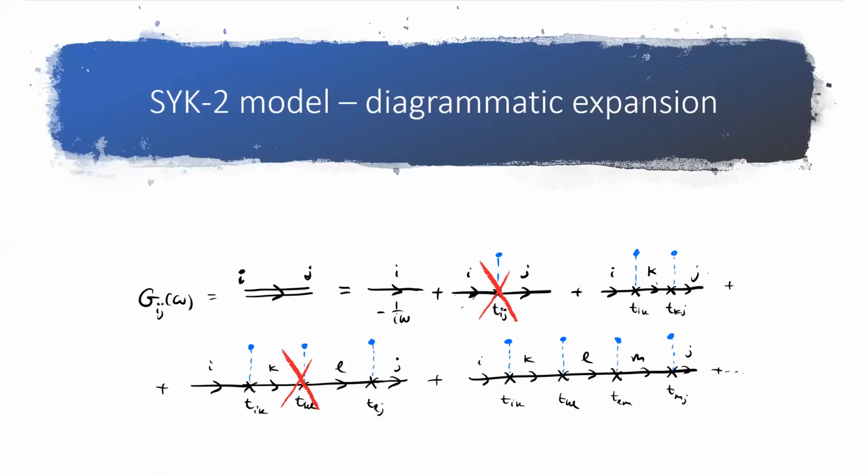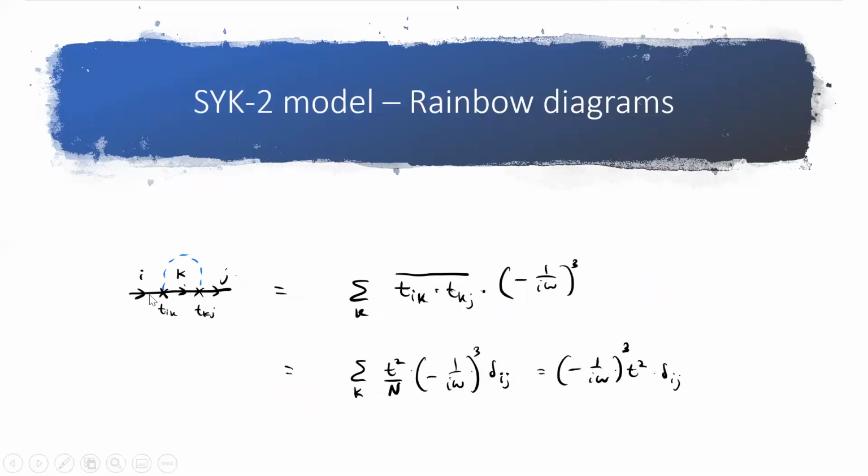So for example, if we take the quadratic in T term, we can only connect the two lines in this way. And then the contribution of this diagram would be, so we have T from each of the junctions, and then we have three lines, each line gives us 1 over omega.